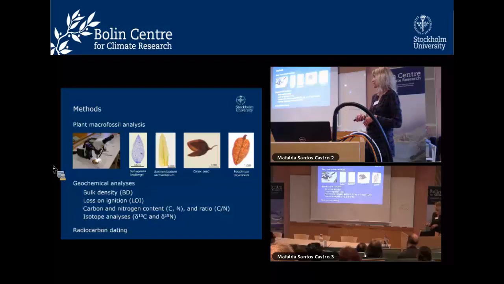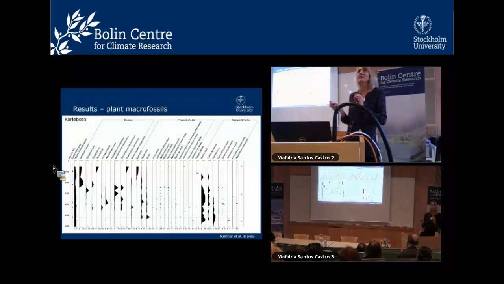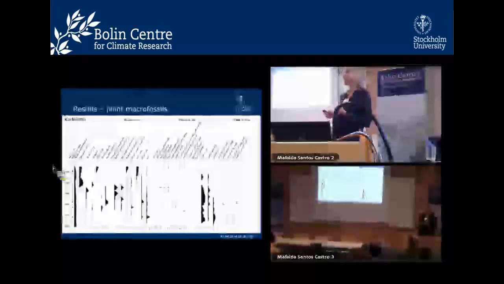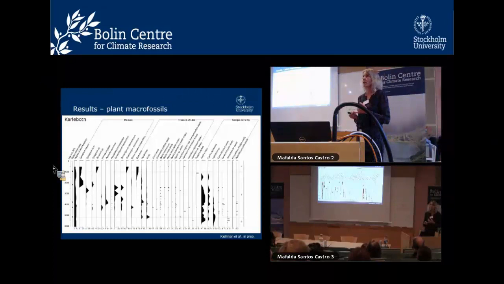So jumping to some of the results, I'm not going to go into these in great detail, but for all the four sites, we have detailed plant macrofossil data presented in graphs like this. I just picked one of the sites, Karlebotten, one of the coastal sites. And as I said, I won't talk about it in great detail, but just highlight three zones. And this is characteristic, really, for all four sites. We found these three zones.